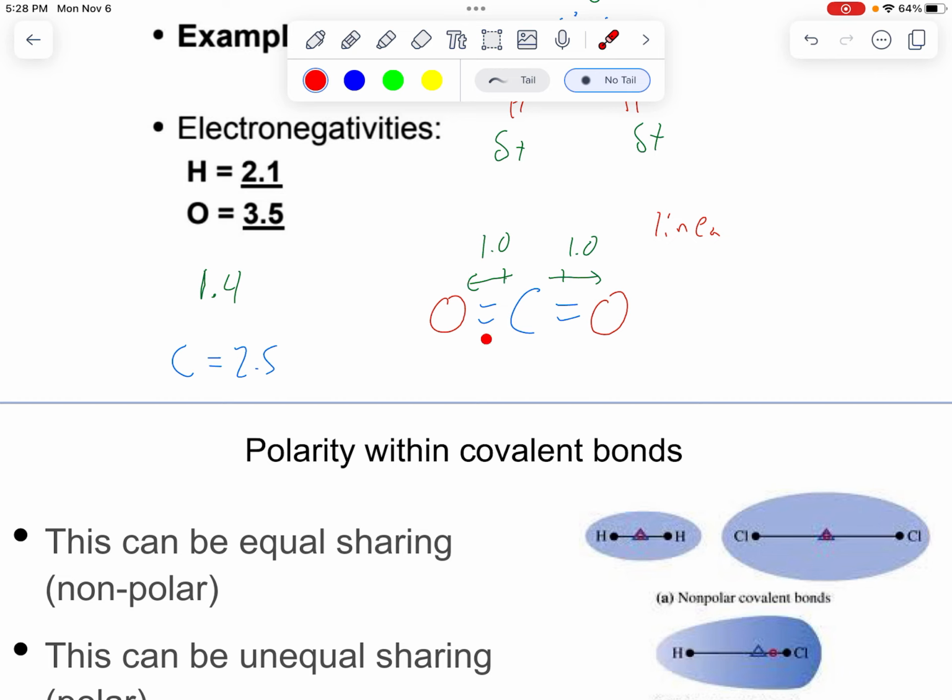So what ends up happening is CO2 does have a polar bond between the C and the O, but because it has another one pulling the electrons in the opposite direction with the same strength, it ends up canceling out. So CO2 is non-polar because of that. It does have a polar bond, but the shape prevents it from being polar.